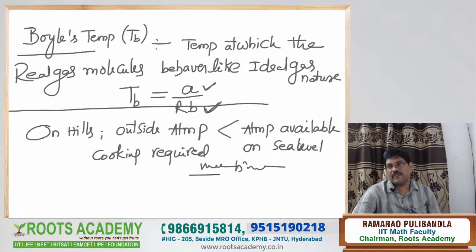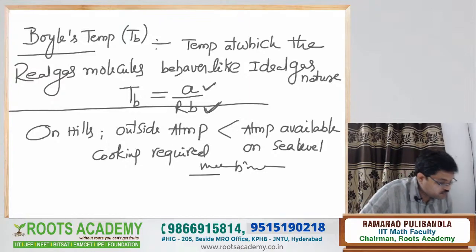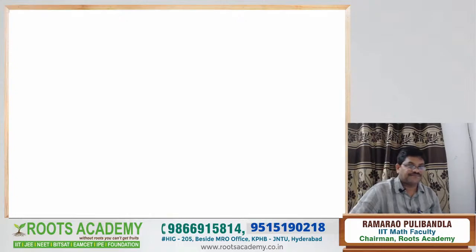Just to repeat once again. On the hills, the outside atmospheric pressure is less compared to the atmospheric pressure available at sea level. Therefore, because the outside pressure is less, the boiling point temperature is also less. That's why cooking of food items requires more time. That's why we use the pressure cooker.